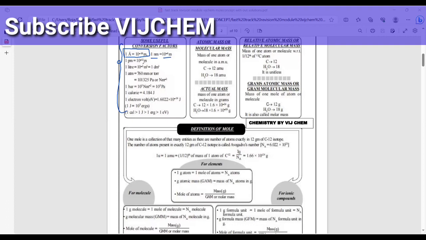1 nanometer is 10 to the power of minus 9, 1 picometer is 10 to the power of minus 12 meter. 1 liter: this is where most people make a mistake. 1 liter is not equal to 1 meter cube. 1 liter is equal to 1 decimeter cube. So if you want to convert it into meter cube, 1 liter is equal to 10 to the power of minus 3 meter cube. This is a useful and most mistaken conversion.